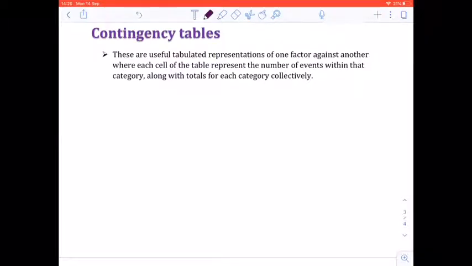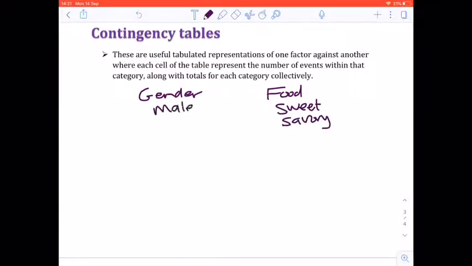Next is contingency tables. These are useful tabulated representations of one factor against another, where each cell of the table represents the number of events within that specific subcategory, and the table also has totals. So if we wanted to map gender against favorite type of food, let's divide it into 2 categories, sweet and savory, and our genders would be, assuming 2 genders, male and female. So then our table would look like this.